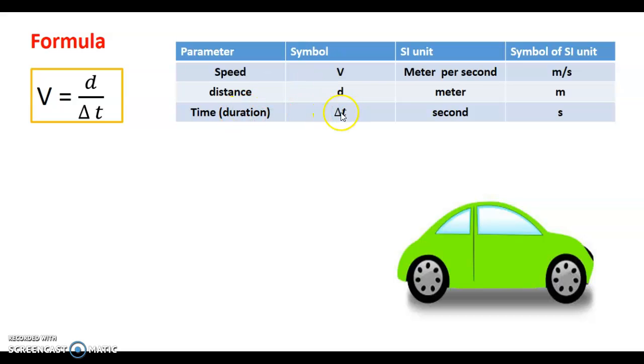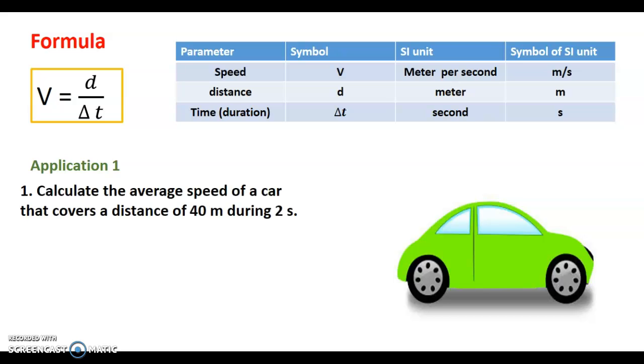Duration, delta t. Why delta? To show that it's the difference between two instants, like t final minus t initial. This is expressed as delta t. It is the time interval between two instants. Its SI unit is second and its symbol is s.